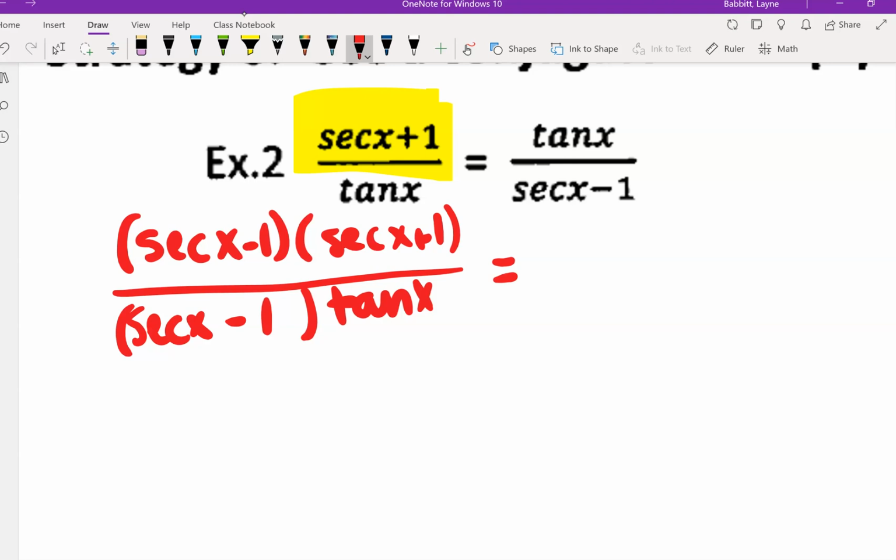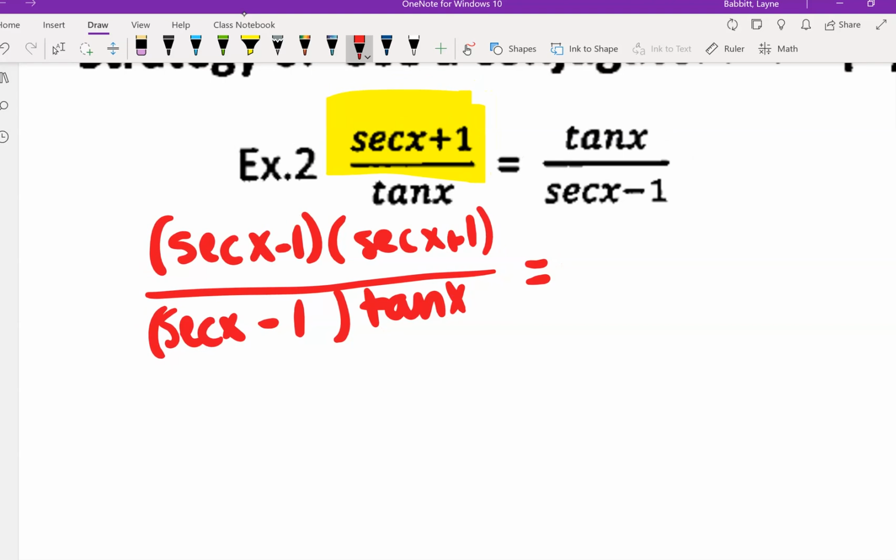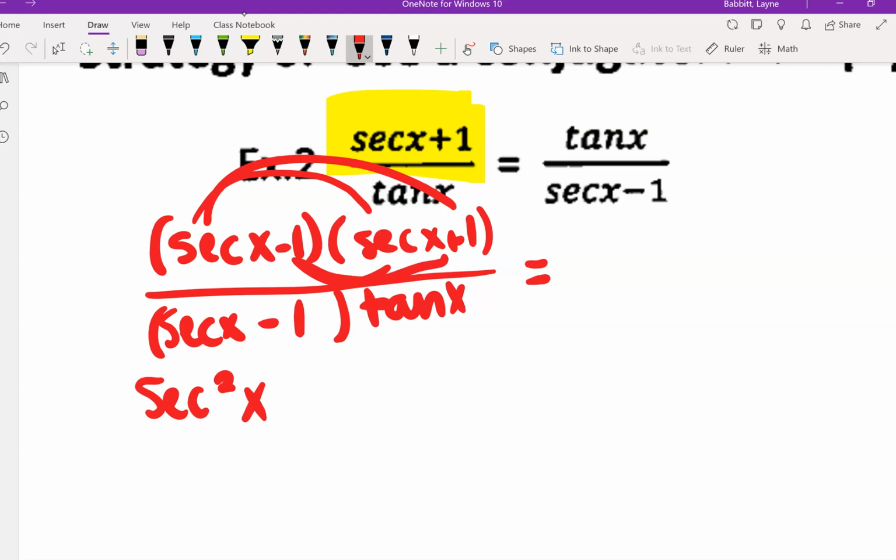And now what we're going to do is FOIL on the top. Secant x times secant x is secant squared x. Secant times 1 is secant, and then secant times negative 1 is negative secant. So those will cancel out. Remember, with conjugates, the middle terms always cancel out. And then we'll just have negative 1 times 1, which will give us negative 1.